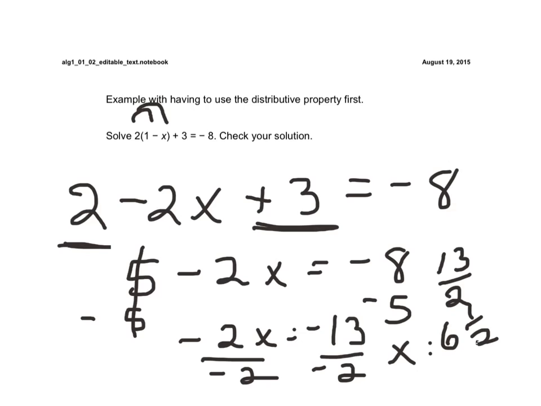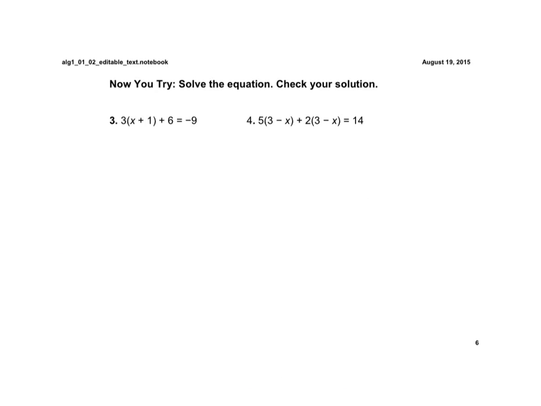But a lot of us would just like to leave it as a decimal and divide it out on our calculator and get 6.5. So again, here's a now you try. These two equations both have parentheses in them that you have to take care of. So again, pause the video and I'll reveal the answer here in just a moment.